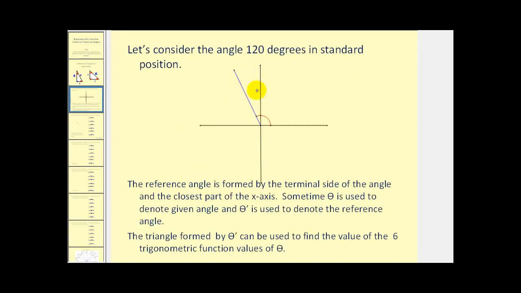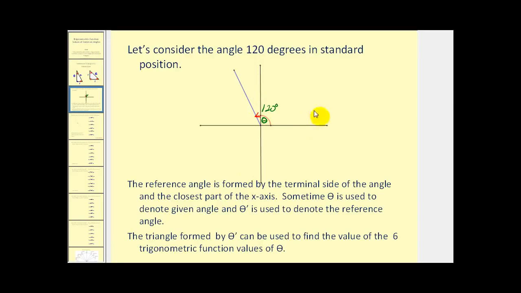Let's consider the angle 120 degrees in standard position. So we have this much rotation, or 30 degrees past 90 degrees. Here's our initial side, here's our terminal side. The 120 degree angle is sometimes called theta.